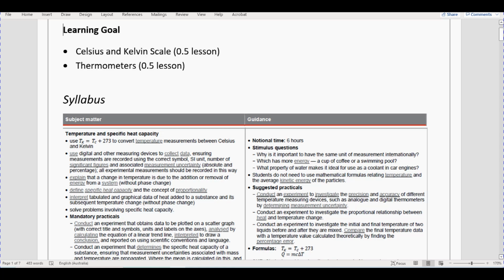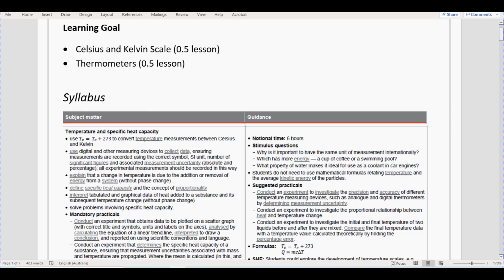The lesson time for this session is about one face-to-face lesson. I will try to do it in one video, because there's not much information I actually need to cover.